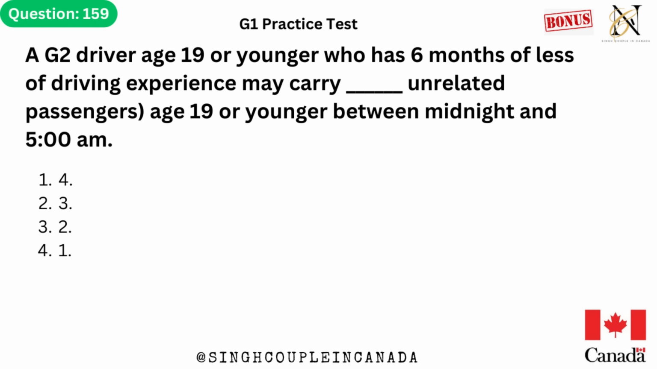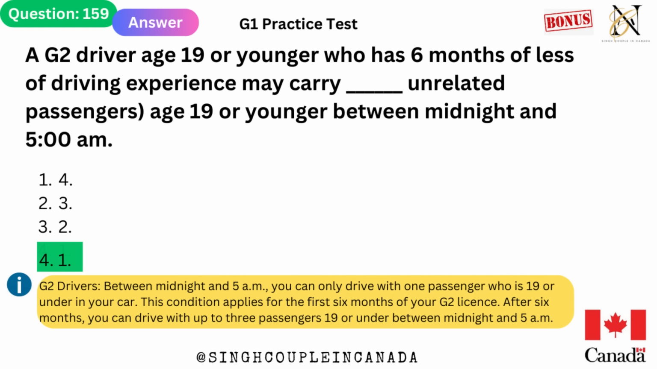A G2 driver age 19 or younger who has 6 months or less of driving experience may carry how many unrelated passengers age 19 or younger between midnight and 5 a.m.? 1. 4. 2. 3. 3. 2. 4. 1. The answer is 4. 1.